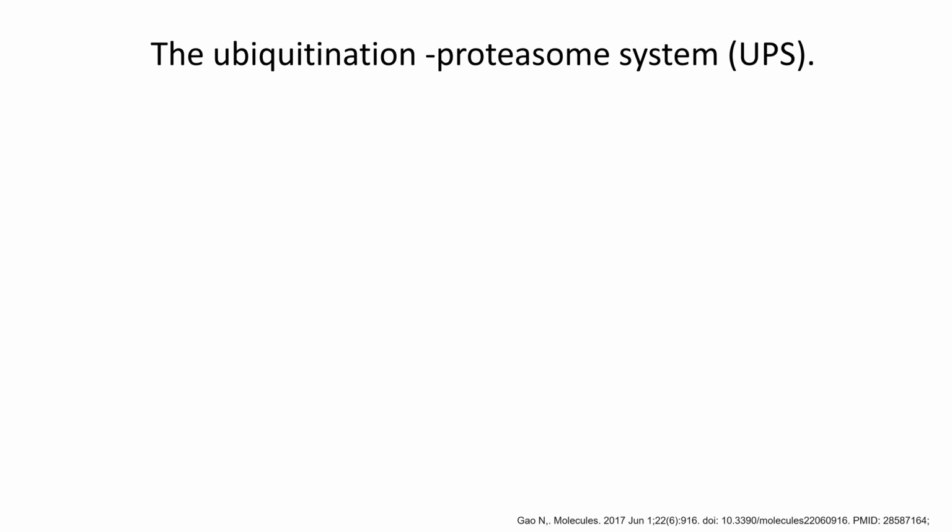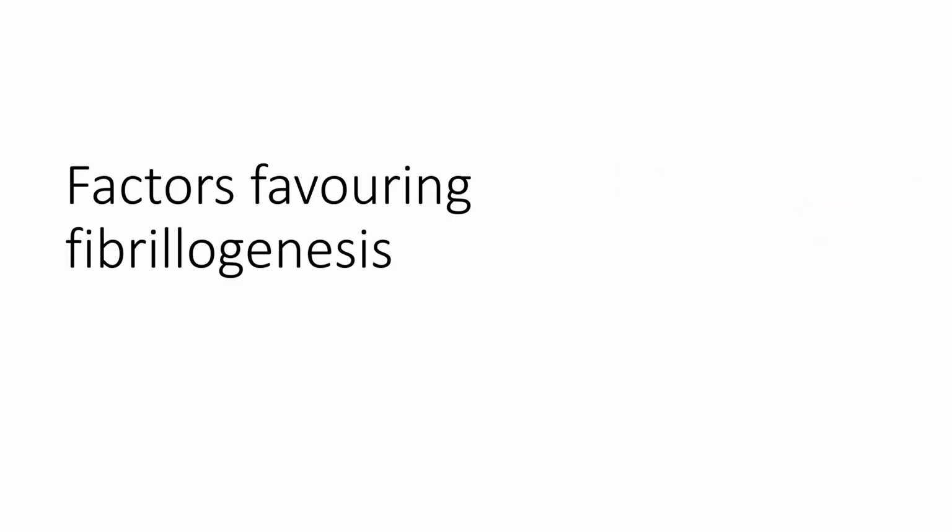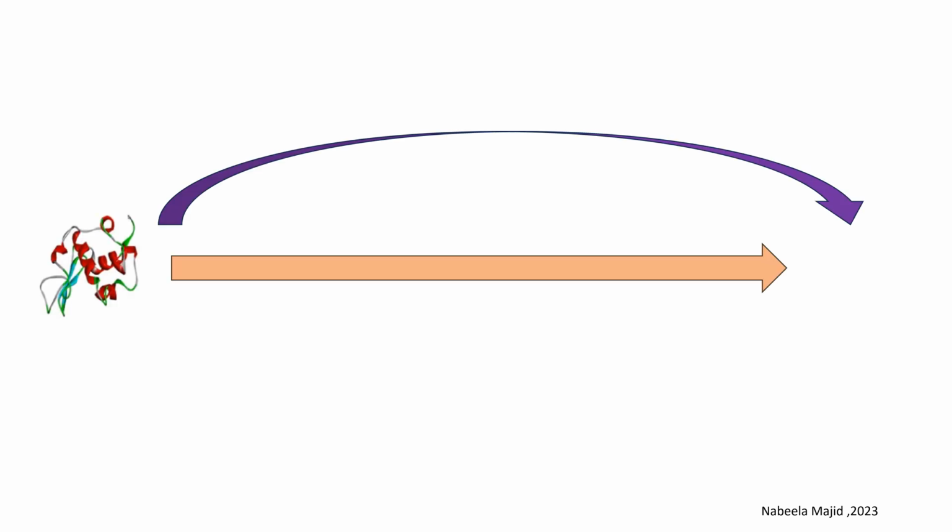Ubiquitination normally marks misfolded proteins for degradation by the proteasome. Disruption of this pathway leads to the accumulation of abnormal proteins, favoring their aggregation into amyloid. We are going to see what are the factors favoring fibrillogenesis. The passage of a folded protein into an expanded form, that is, amyloid fiber. This fibrillogenesis has promoting factors, described in vivo and in vitro.